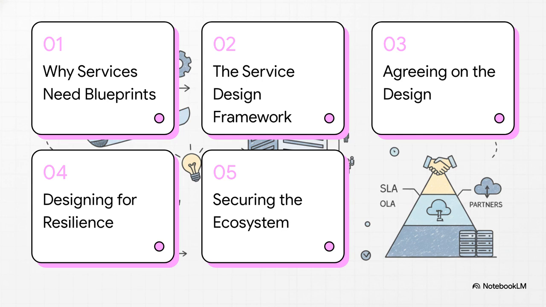All right, so here's what we're going to get into. We'll kick things off by figuring out why so many services stumble out of the gate. Then we'll introduce the framework that prevents that from happening. After that, we'll look at how everyone actually agrees on the design, how we make sure it's resilient, and finally, how we secure the whole thing.